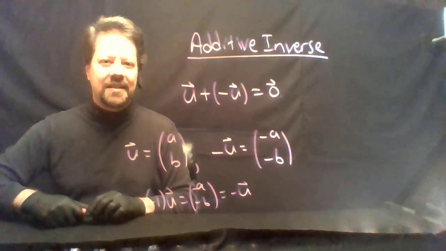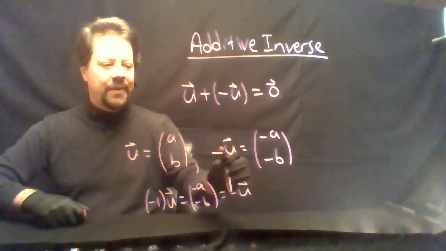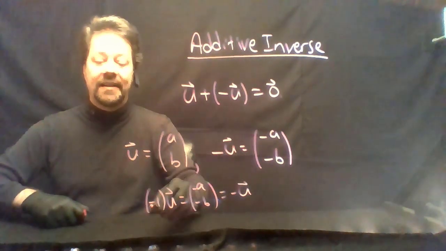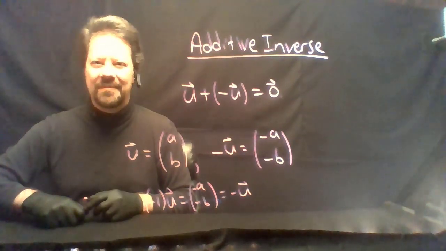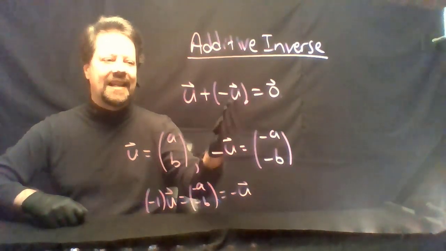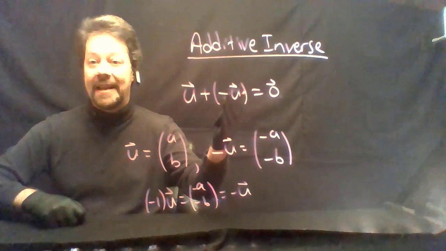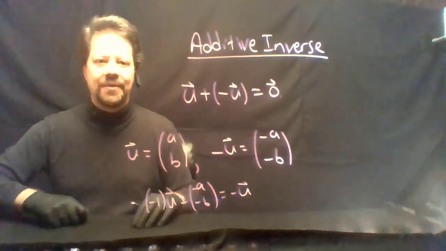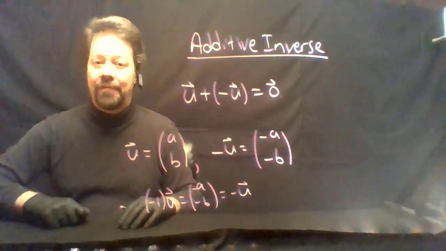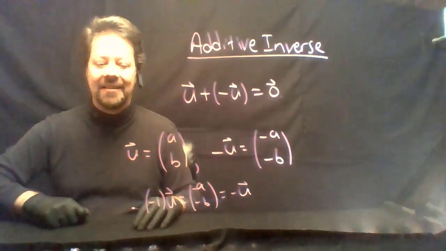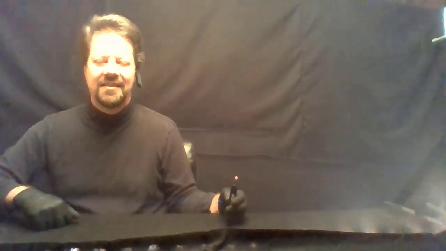Do you see the subtle distinction that I'm making between minus u and negative 1 times u? I'm trying to get at the idea that the additive inverse may or may not be negative 1 times u. We'll show that for all vectors in Rn this will be true. In fact, there's a compendium of properties that Rn has.